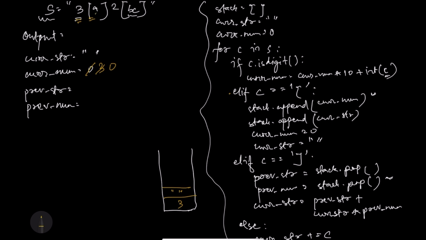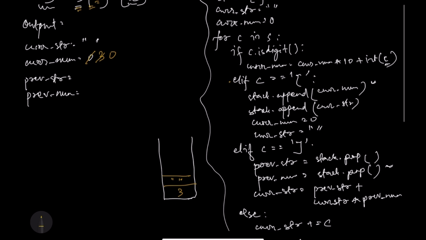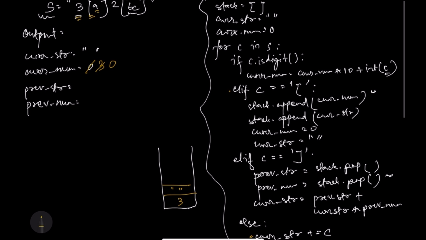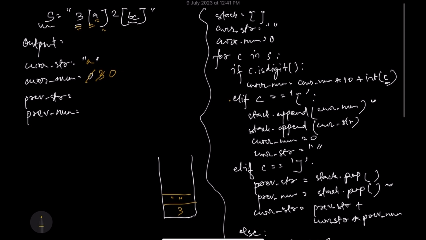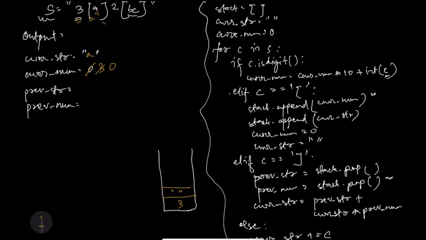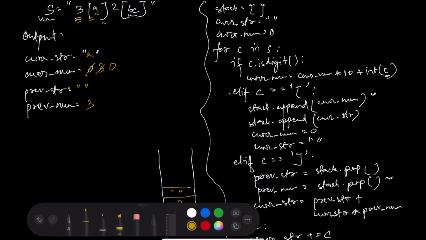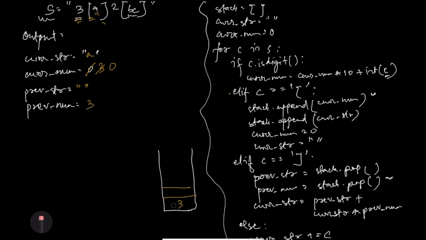So let's move on. We have got A. Now we would come to the else part, as we have encountered an A, and we would update our current string to A. Now we encounter a closed bracket. As we have encountered a closed bracket, we would update our previous string and previous number. So our previous string would be an empty string and we would pop that out from the stack, and then we would pop out 3.